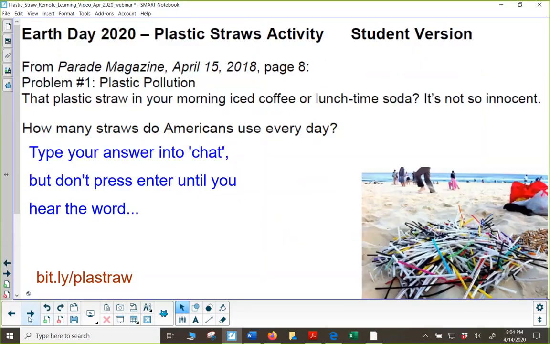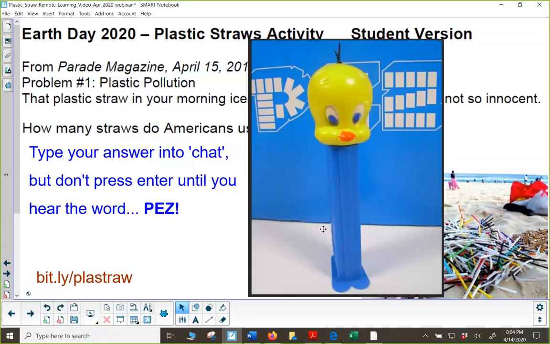So what we're going to do is when I ask you some questions, before you type in the answer into the chat, I think we all should press enter at the same time. So if you want to go ahead and type in what you think, how many straws Americans use every day, go ahead and type that in, but don't press enter until I give you this word, and the word tonight is going to be Pez. Okay, so that's the word.